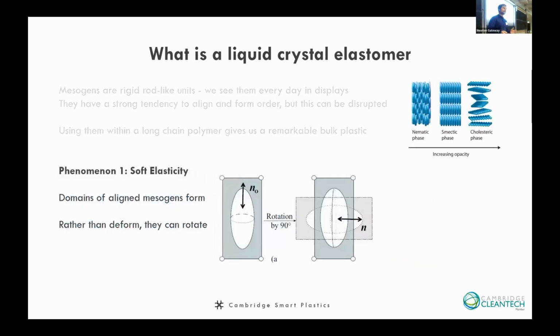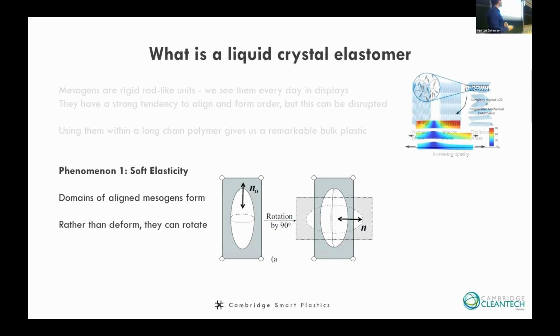And the first phenomenon that I would introduce is soft elasticity. So it'll tend to form domains, maybe a micron in scale, where these local alignments will cause it to form a kind of region of purity of itself. And what that means is when you then deform the elastomer, which normally would stress the network and cause a response, the LCE will tend to rather keep its domains, but orientate itself in the direction that you're pulling.